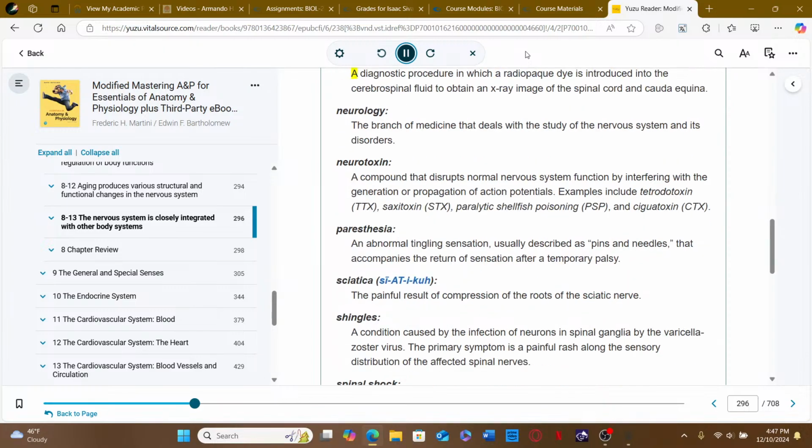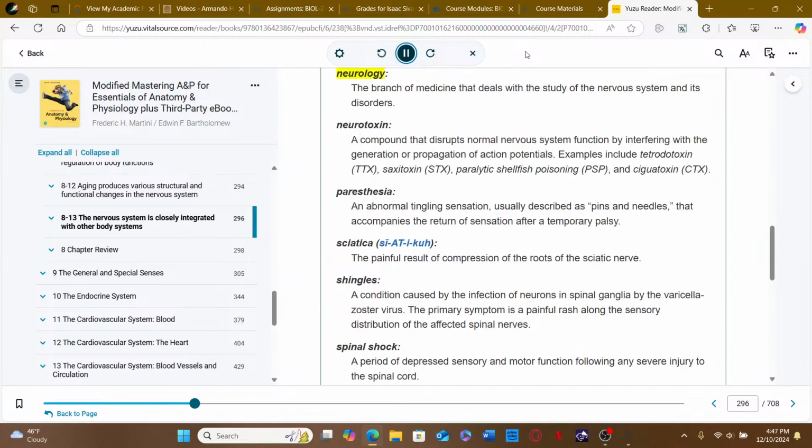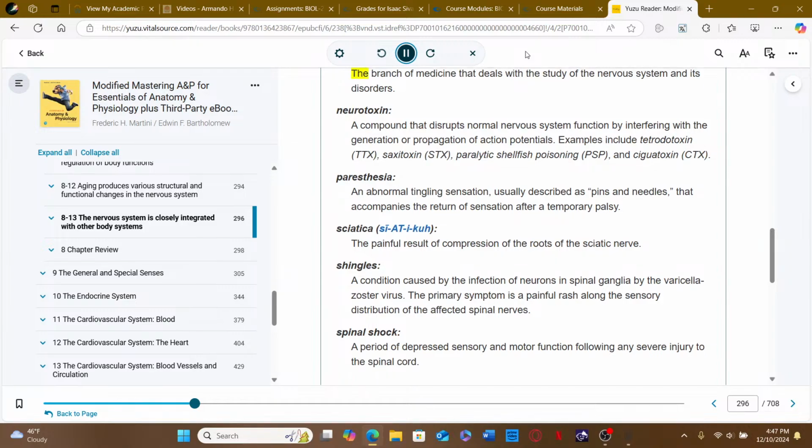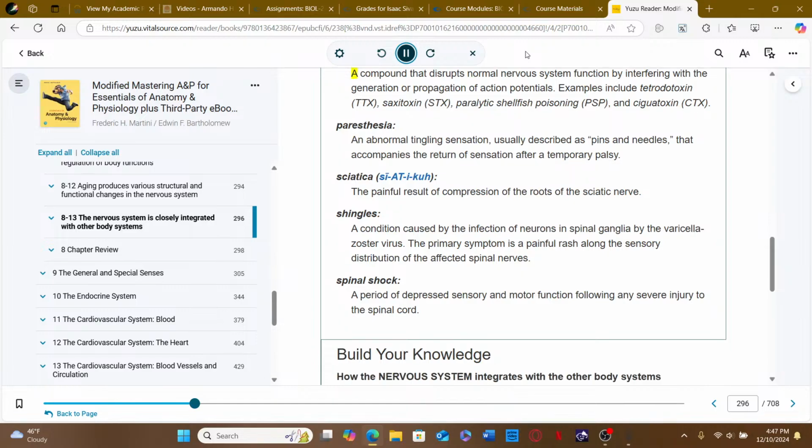Myelography. A diagnostic procedure in which radiopaque dye is introduced into the cerebrospinal fluid to obtain an X-ray image of the spinal cord and cauda equina. Neurology. The branch of medicine that deals with the study of the nervous system and its disorders. Neurotoxin.